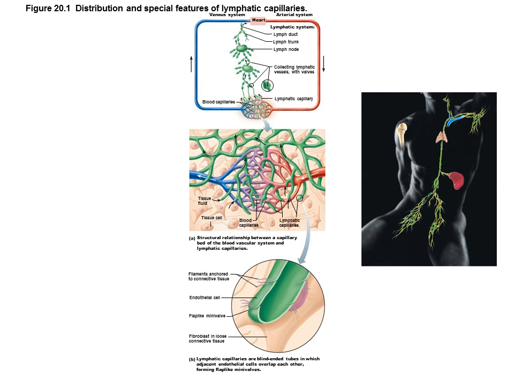When plasma leaves capillaries at the arterial end, most of that fluid, 90% of it, returns back to the blood at the venous end. But the remaining 5% of tissue fluid passes through the lymphatic system before it comes back to the blood.